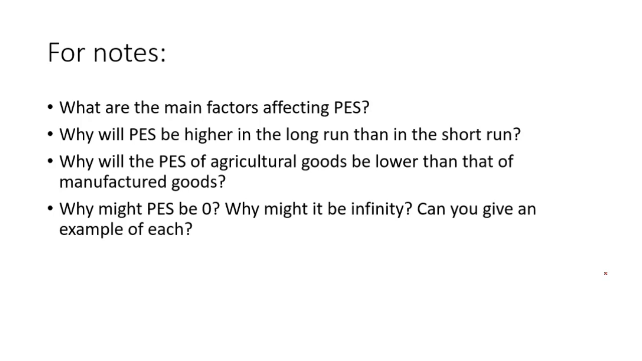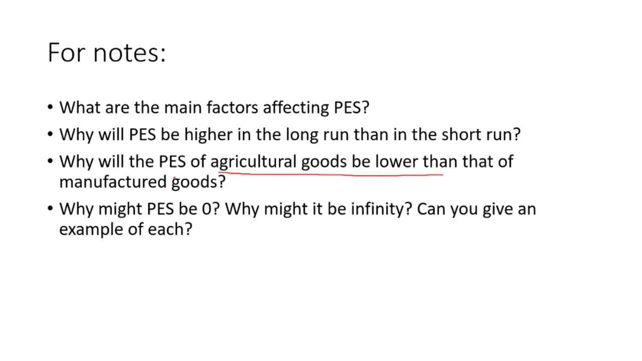Why would the price elasticity of supply of agricultural goods be lower than that of manufactured goods? Which is to say, why would agricultural goods be more inelastic in their supply than manufactured goods? I think that's a really interesting and useful one to know for context.